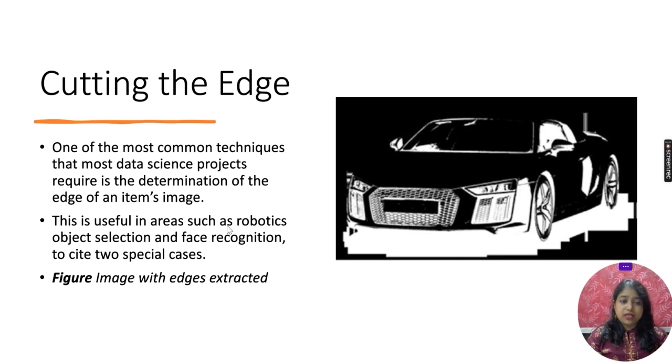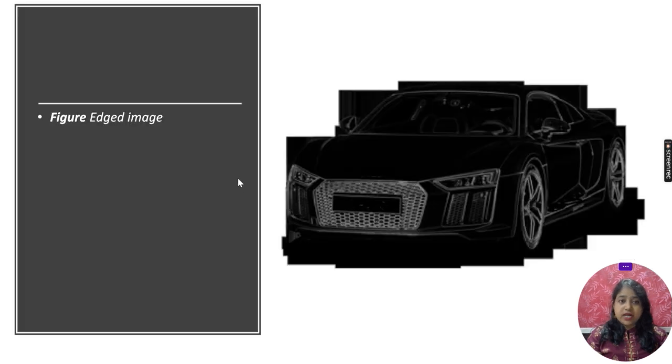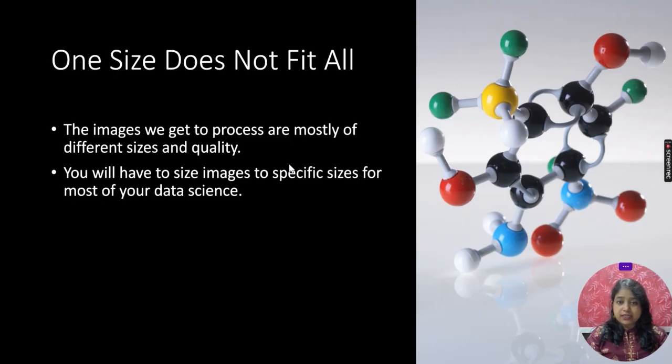It is useful in areas such as robotics, object selection, and face recognition, and there are 2 examples. This is the first example. Here the edges are extracted from the image, and this particular one is the edged image. So both are 2 different types of images and they both have importance in data science.